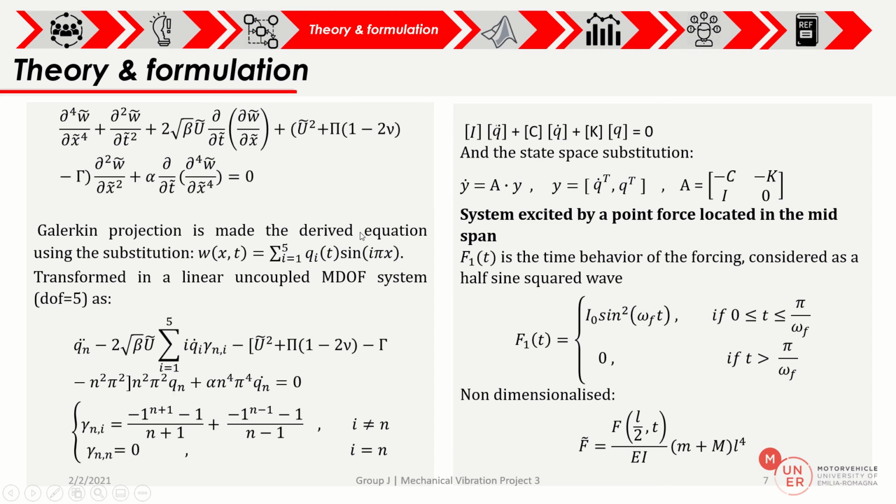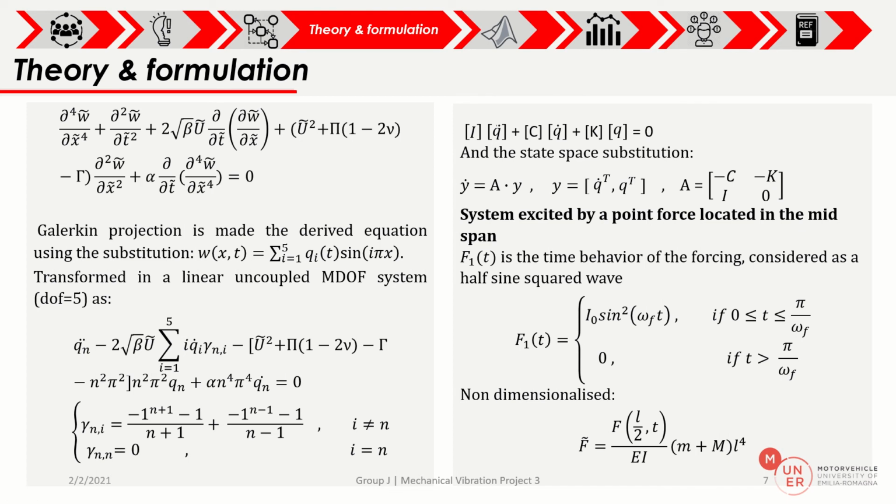The trigonometric eigenfunctions are considered on a unitary length due to the non-dimensional nature of the equation. Now, the equation of motion can be transformed into a linear uncoupled multi-degrees of freedom system, in our case, 5 degrees of freedom. Hence, the equation of motion can be written in matrix form in this way, where A is the matrix which describes the system and from which it is possible to evaluate the natural frequencies and the modes.